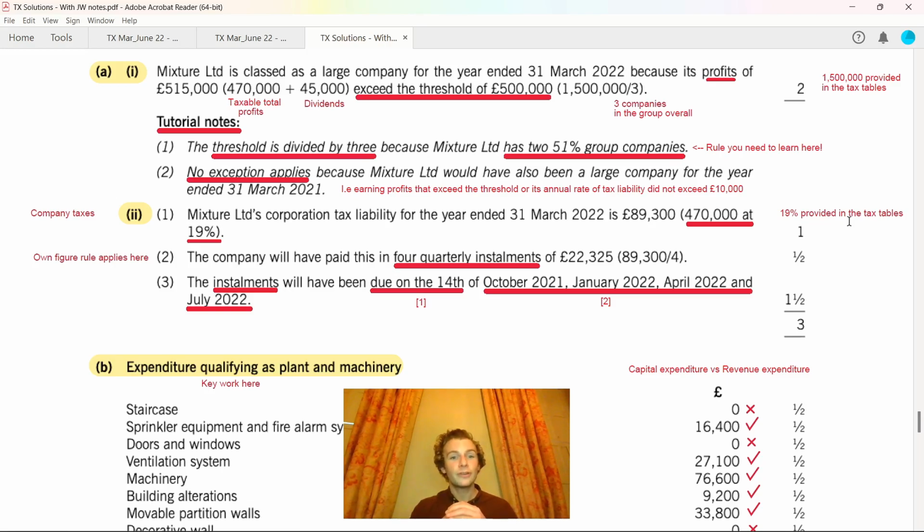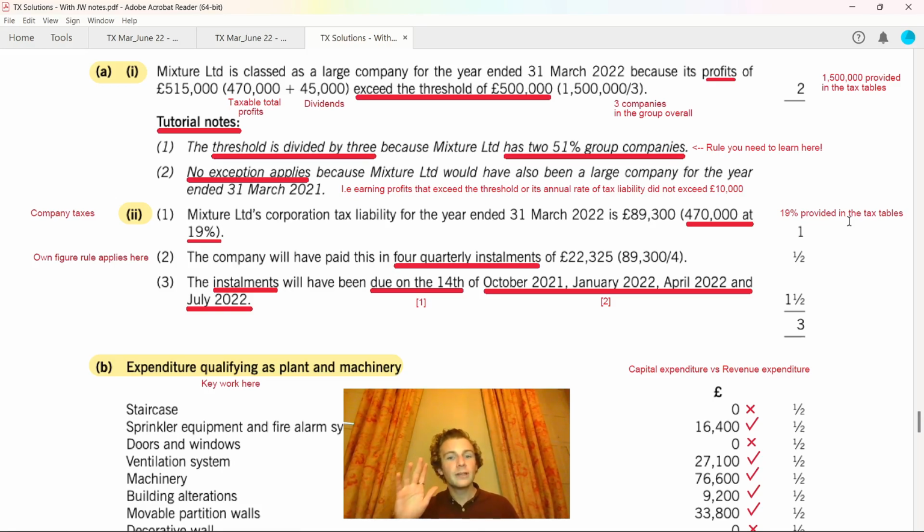This is where we're just looking at the actual tax liability of the operations, and the company pays in 4 quarterly instalments. We divide it by 4, so that's £22,325 per quarter. And this is the final key rule at the bottom. You need to talk about the 2 elements.